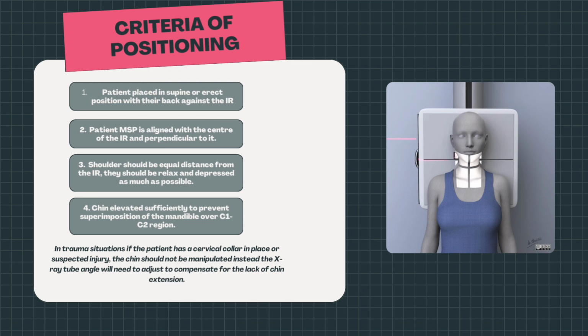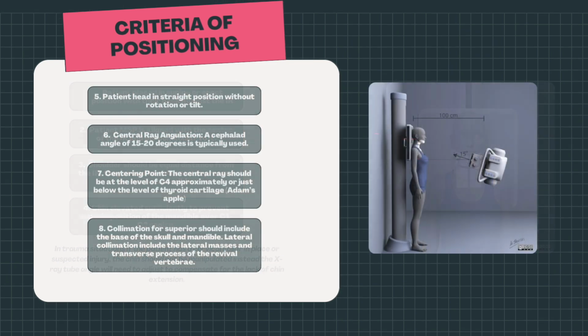In trauma situations, if the patient has a cervical collar in place or a suspected injury, the chin should not be manipulated. Instead, the X-ray tube must be angled to compensate for the lack of chin extension. Next, ensure the patient's head is in a straight position without rotation or tilting.